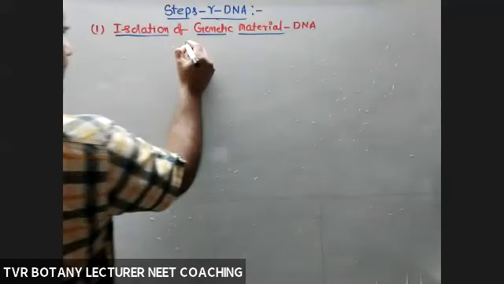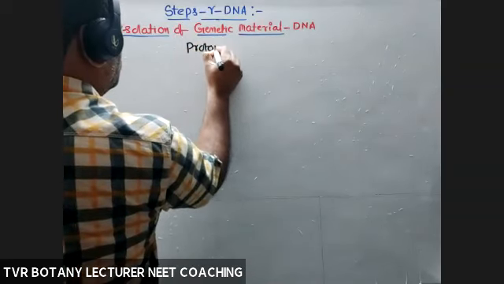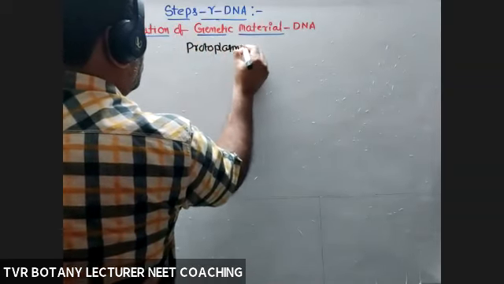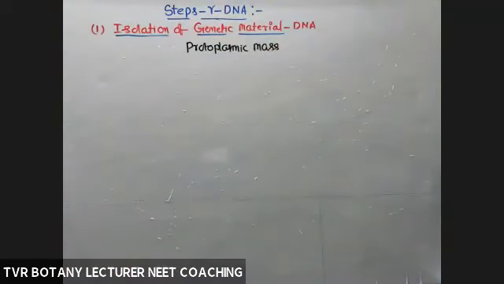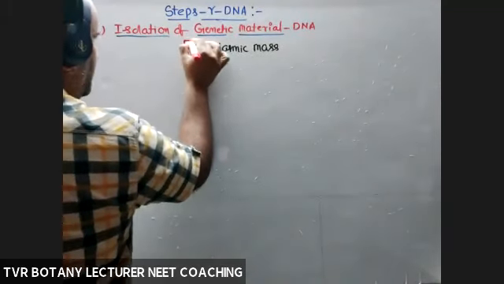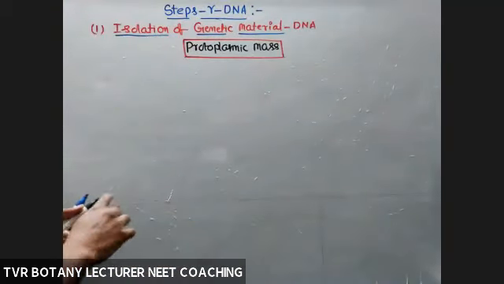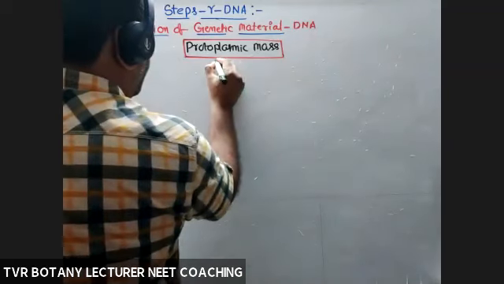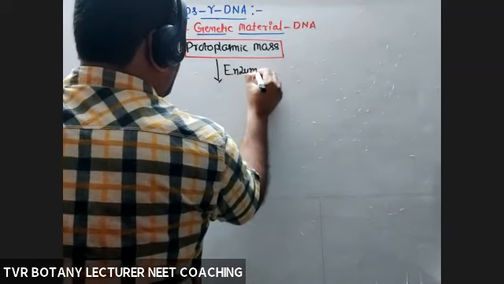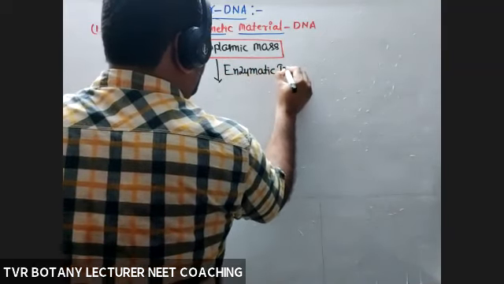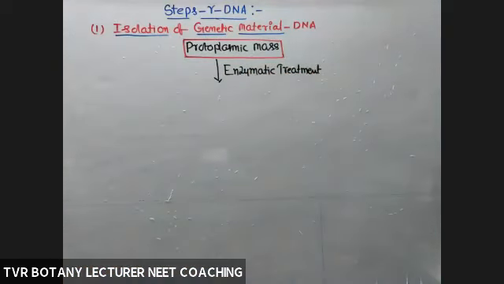Now take the protoplasmic mass. Now it is treated with different types of enzymes. So now, enzymatic treatment. What are the enzymes? One by one.